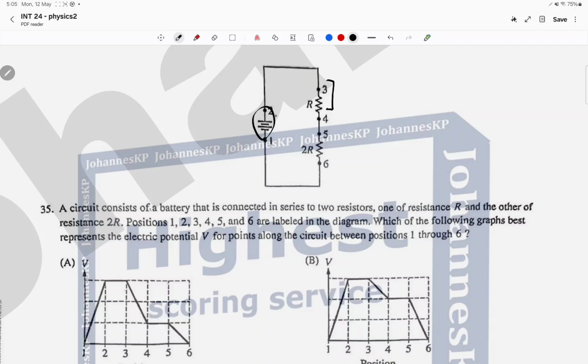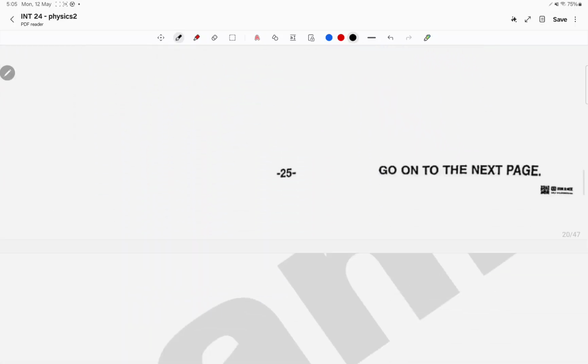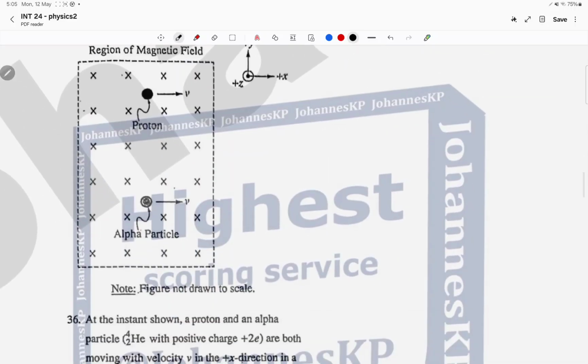Okay. So it's B. That's why, because here the droppage is for a single R, but here the droppage is twice as steep because it's 2R, correct? Yeah. So it's B. Exactly. Logic works. 36.